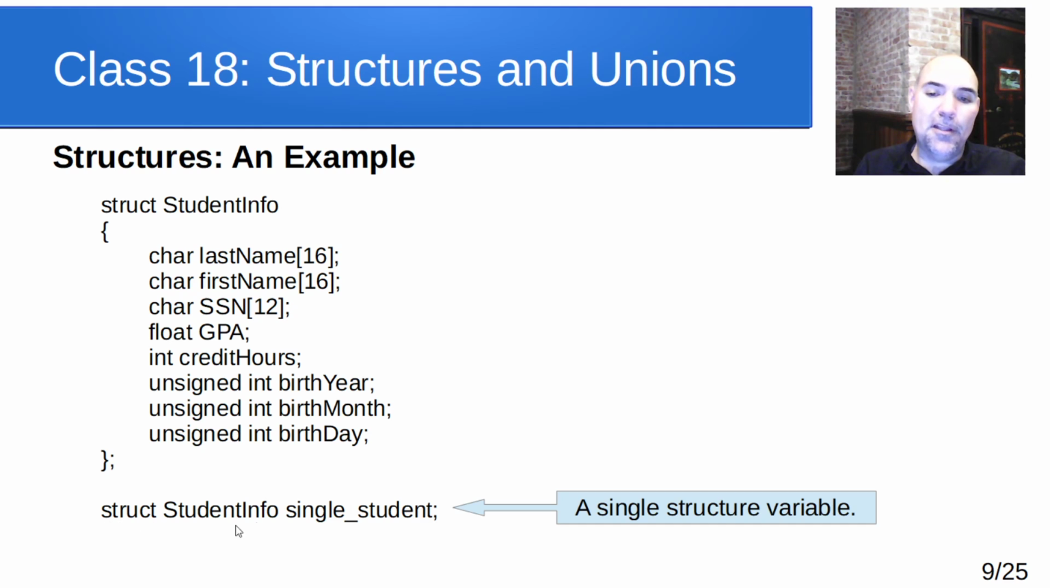Notice to declare a single one of these, we say struct and use the name of the structure. And then this would be the name of the variable. So this is a lot like saying int i or float f. We're saying create a structure, use the student info type of structure that we've defined previously, and then this is the variable name. The variable name in this case is single underscore student. And then the semicolon ends that statement.